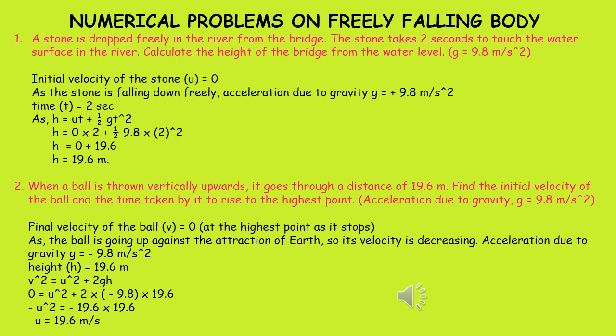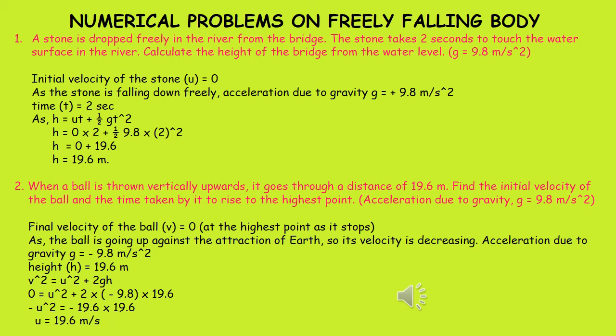Here are some numerical problems on freely falling body. The first one is, a stone is dropped freely in the river from the bridge. The stone takes 2 seconds to touch the water surface in the river. Calculate the height of the bridge from the water level. Here g is given as 9.8 meter per second square.